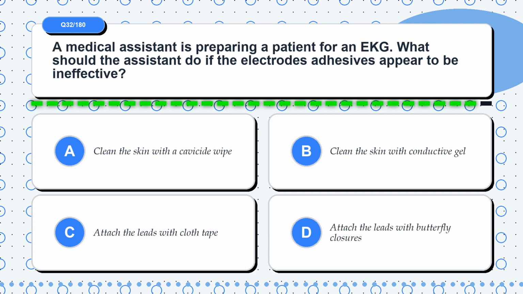Question 32. A medical assistant is preparing a patient for an EKG. What should the assistant do if the electrode's adhesives appear to be ineffective? Here are the options. Option A, clean the skin with a cavicide wipe. Option B, clean the skin with conductive gel. Option C, attach the leads with cloth tape. Option D, attach the leads with butterfly closures.